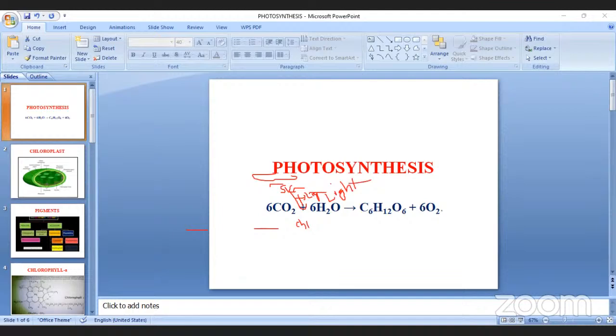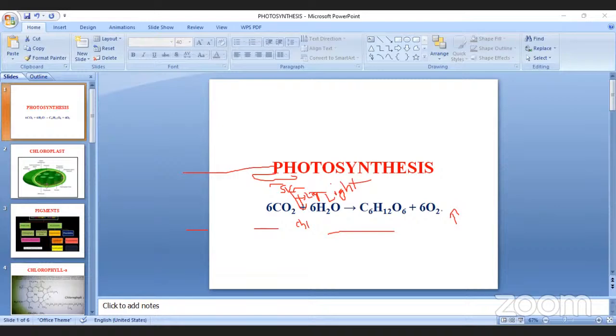The food material is C6H12O6, and oxygen is released. This whole process is called photosynthesis. In photosynthesis, two stages are there: one is the light reaction, another is the dark reaction.